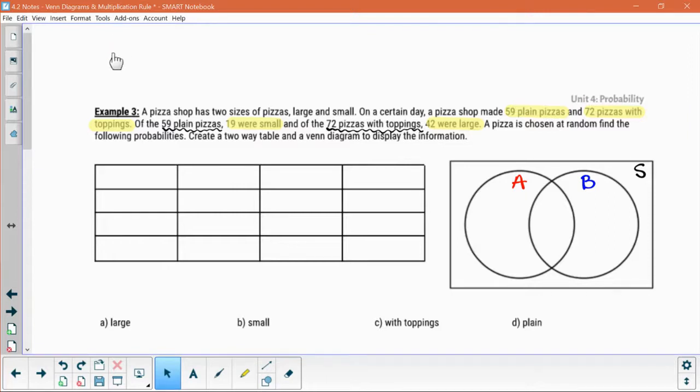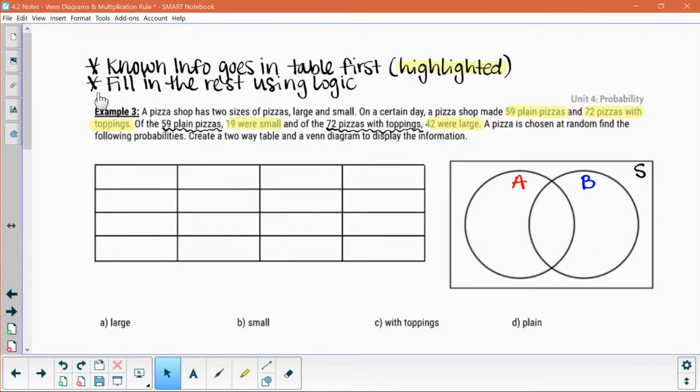One piece of advice that I have here: anytime you are given data and you are told to organize it, you're going to want to go in and place everything that you are given first. And that's everything that I currently have highlighted here, and then work backwards using logic.